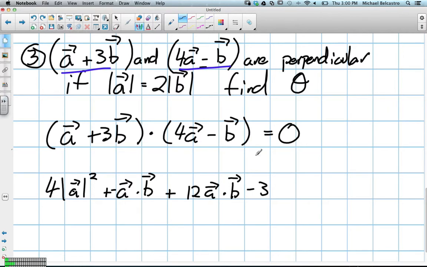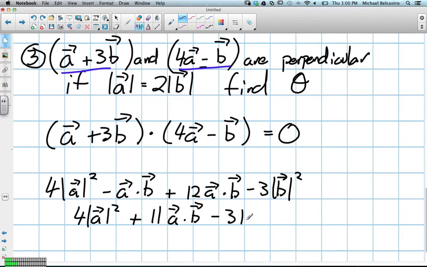And because it's B dot B, it's the magnitude of B squared. Okay? This is a negative value, so we'll just rewrite it as a negative, which means we're now going to have 4 magnitude of A squared plus 11 A dot B minus 3 magnitude of B squared. And remember, this is all equal to 0. Okay? So I've now simplified this, and you'll have a couple questions asking you to simplify like this.